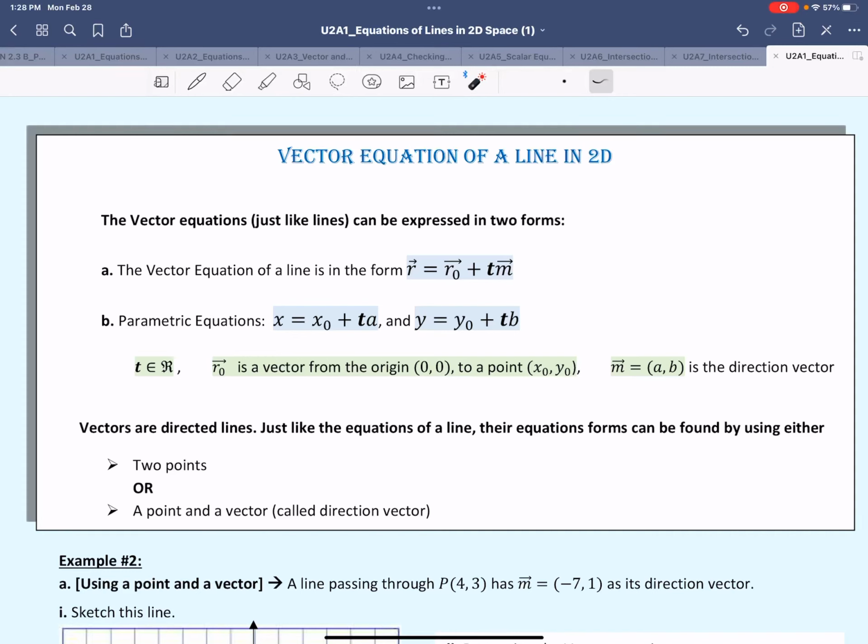Welcome back to lesson U2A1. This is video number 3. Here we're going to take a look at some examples on how to find the vector equation of a line.